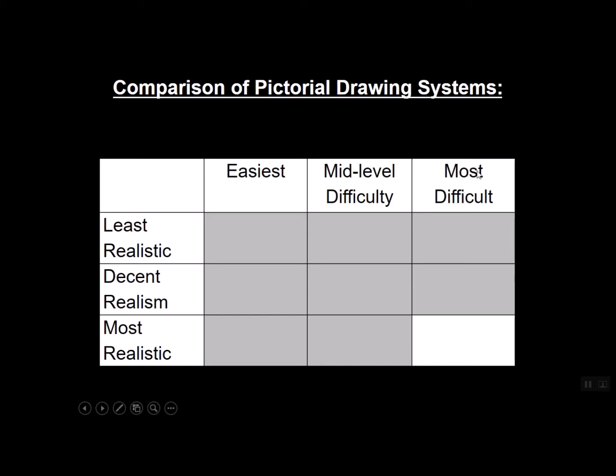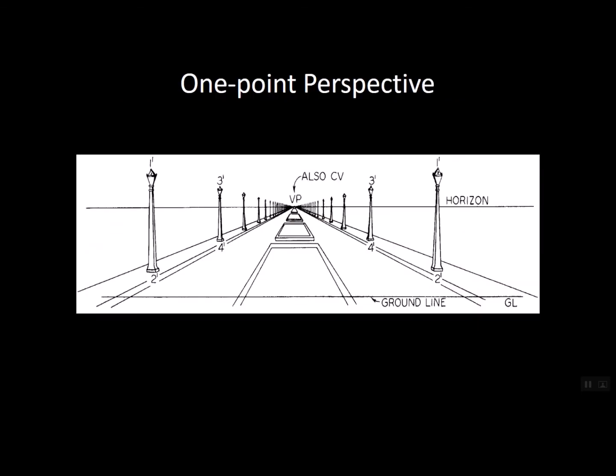The trade-off, though, is that it's the most difficult to pull off. It takes the most time and energy and effort to properly execute. And this pictorial drawing system is called perspective. The idea of perspective is rather simple. We have a horizon, right? That's where the sky meets the earth in the background here.